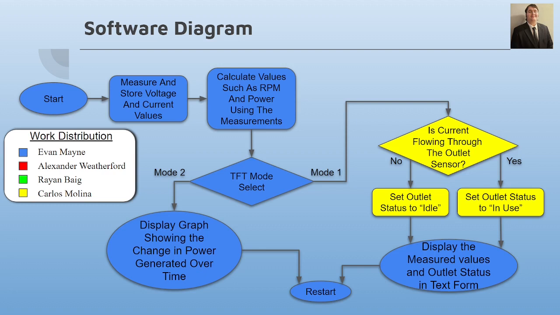Mode 2 is designed to display to the user the power generated by the turbine using a line graph. The y-axis is power in watts, and the x-axis represents time in seconds. First, both axes are printed onto the screen, then the power measured by the first sensor is displayed each second. After 30 seconds, the graph is cleared and the process restarts.